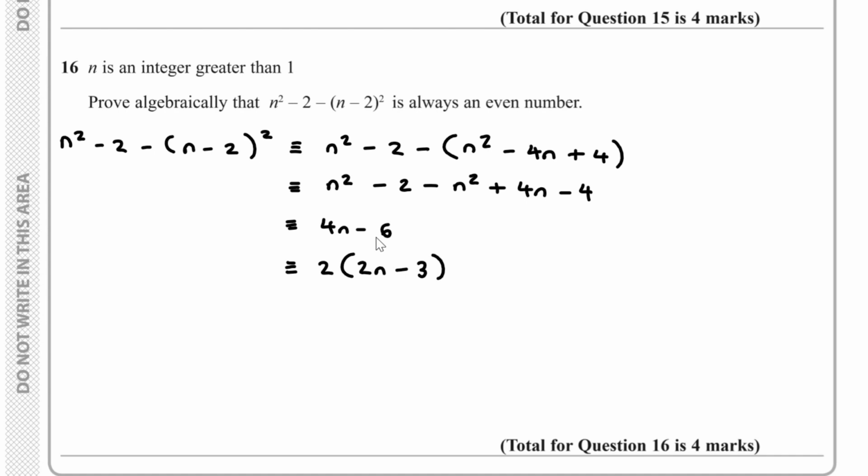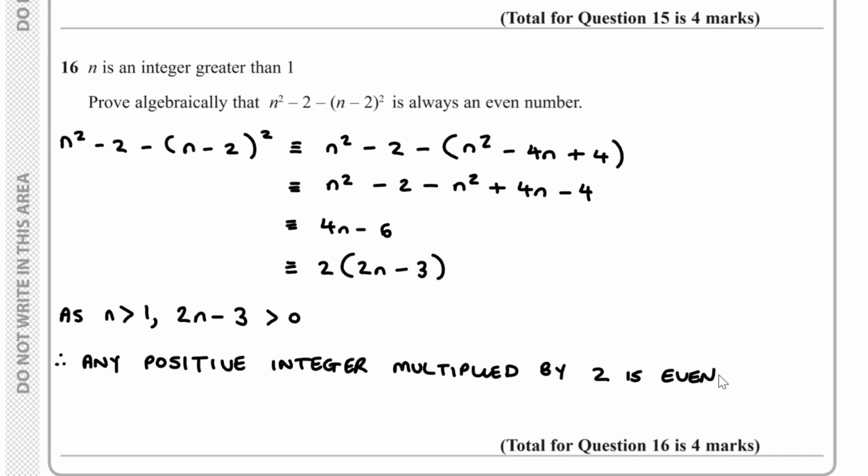Now here, because n is greater than 1, the minimum integer value for n over here will be 2. So we've got 2 times 2 minus 3. 4 minus 3, that's going to be 1. So because n is greater than 1, 2n minus 3 will always be positive. Okay? And therefore, any positive integer multiplied by 2 is even. So this result here is always an even number.